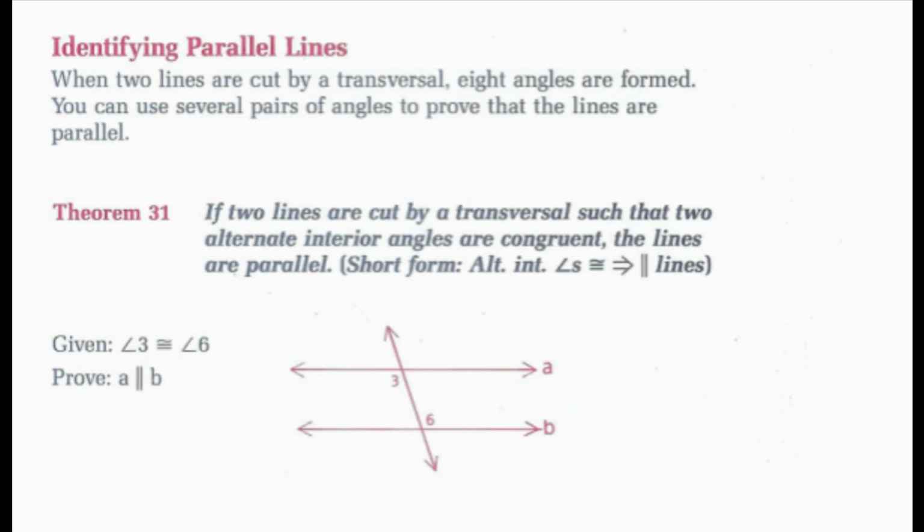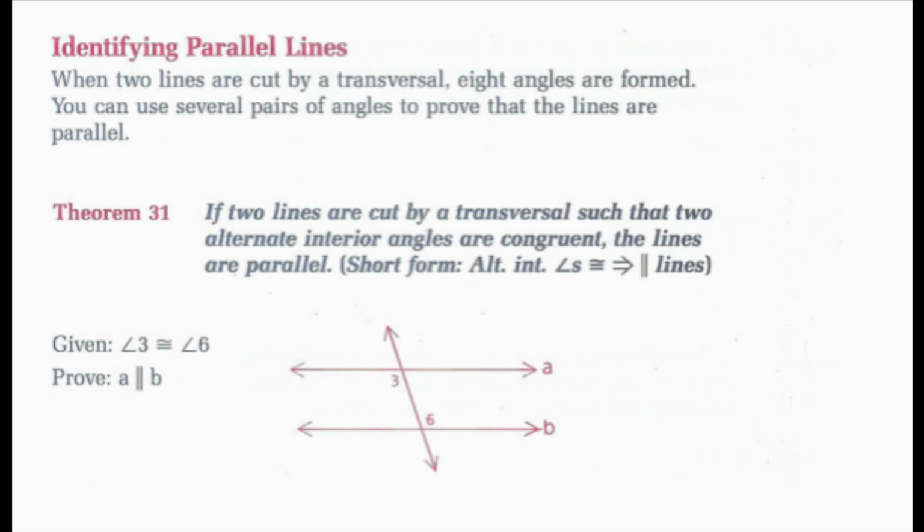Remember, when we cut lines with a transversal, we have 8 angles formed. They're either congruent or supplementary. We also have different angle pairs that are formed, like alternate interior, alternate exterior, corresponding, vertical angles, same side interior, same side exterior, etc. Now, we can prove that lines are parallel if we show that these relationships are either congruent or supplementary depending on the pair.